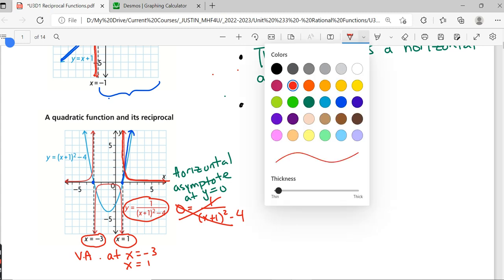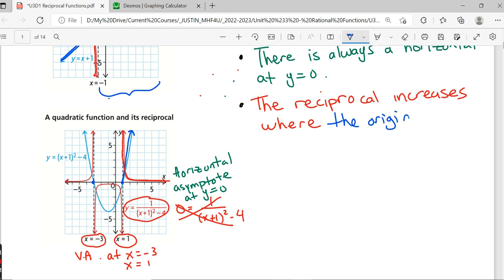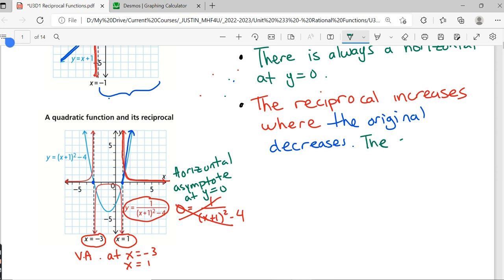Well, we can say the reciprocal increases where, let's switch to blue, the original decreases. And the opposite is true as well. Meaning, if the reciprocal decreases, then the original will increase, okay?